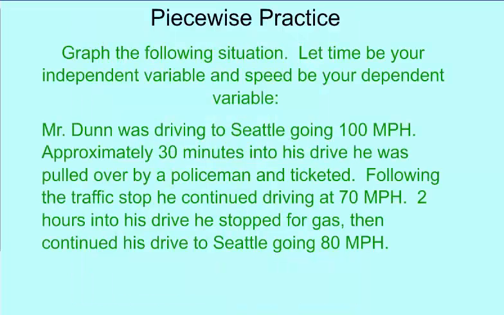Let's look at a practice piecewise situation. Graph the following situation. Let time be your independent variable and speed be your dependent variable. Mr. Dunn was driving to Seattle going 100 miles per hour. Approximately 30 minutes into his drive, he was pulled over by a policeman and ticketed. Following the traffic stop, he continued driving at 70 miles per hour. 2 hours into his drive, he stopped for gas, then continued his drive to Seattle going 80 miles per hour. Pause the video now until you have a chance to graph this. We will then look at the solution.